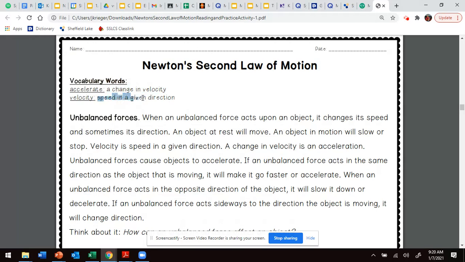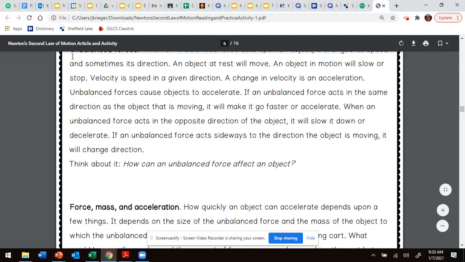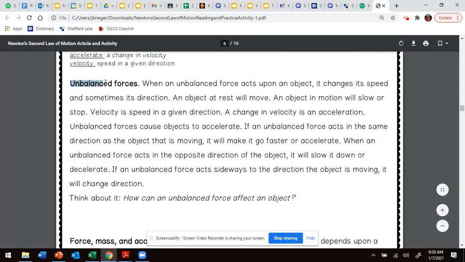Velocity is the speed, the actual speed in any given direction. So if velocity is the speed, accelerate means the change in the velocity or the speed, okay? Now, Newton's second law of motion focuses on unbalanced force. When an unbalanced force acts upon an object, it changes its speed and sometimes its direction.